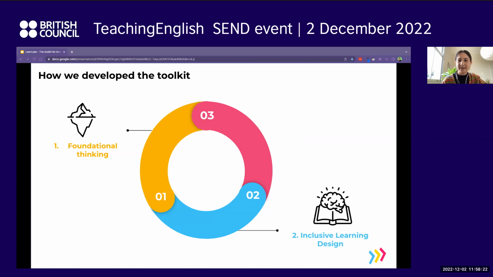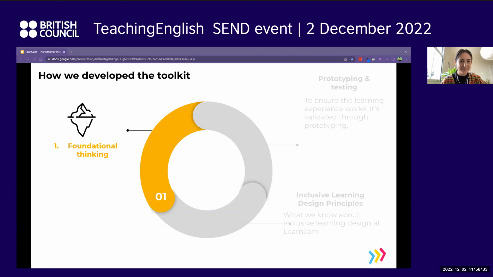Then we thought about inclusive learning design, or what we know about learning design. And then we prototyped and tested our ideas. So we'll start by looking at the foundational thinking.